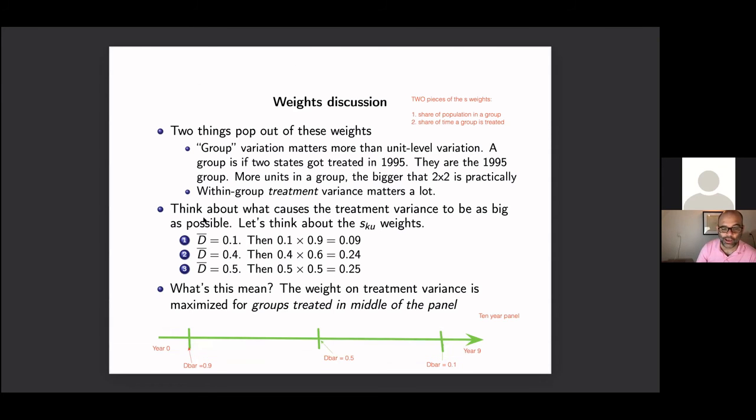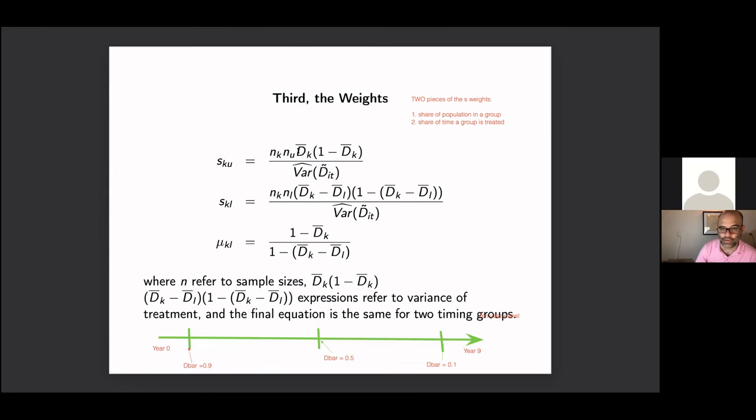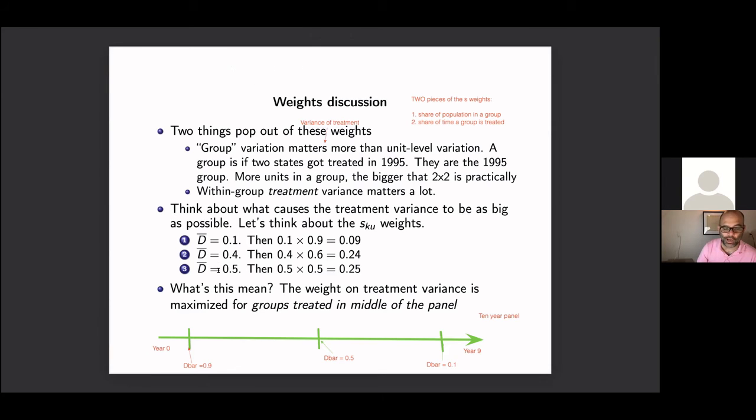And according to that expression right here, D bar, this right here is called the variance of treatment. That's called the variance of treatment right there. All right. So how big does the variance of treatment get? Well, let's look at this one, this guy right here, 0.1.